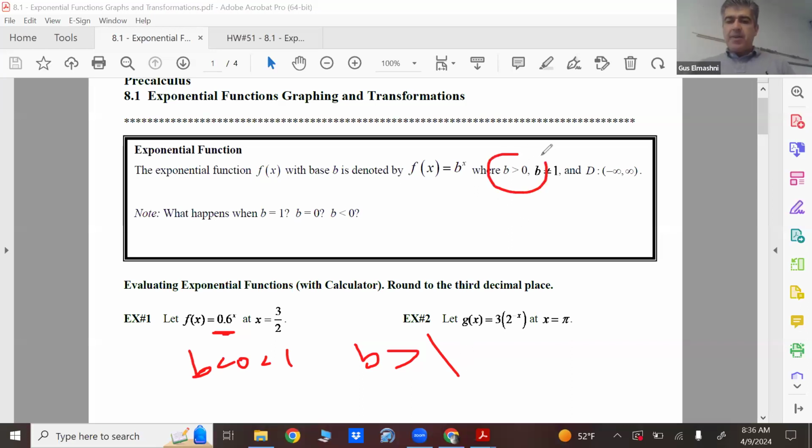So again, b is positive. B does not equal 1. And the domain's all real numbers. There's no reason why you restrict x. If it's an exponent, what do you do? Like, put whatever you want. It's not a big deal.